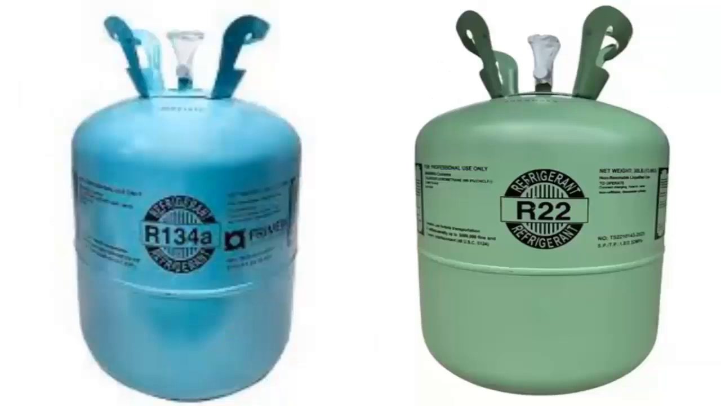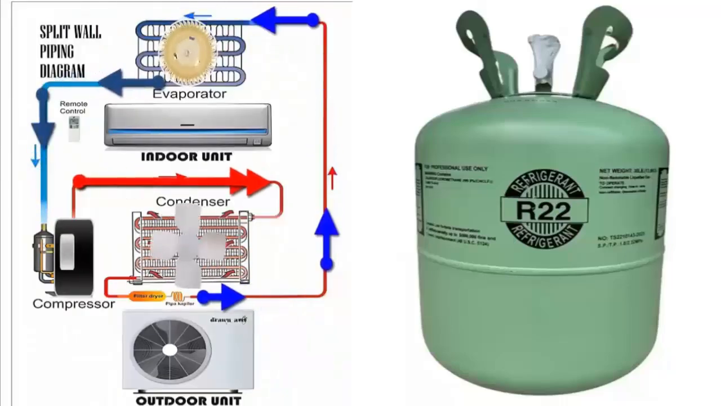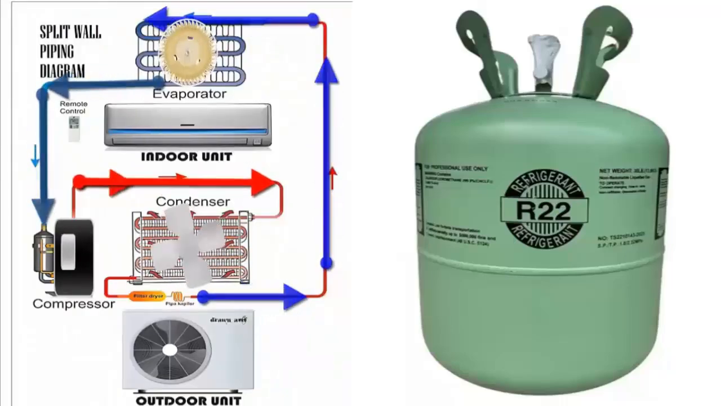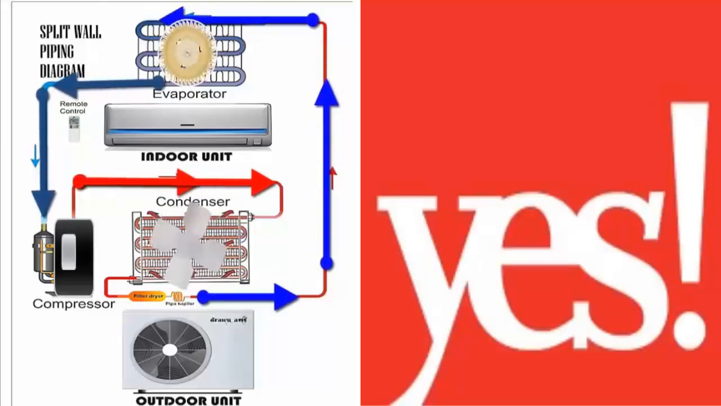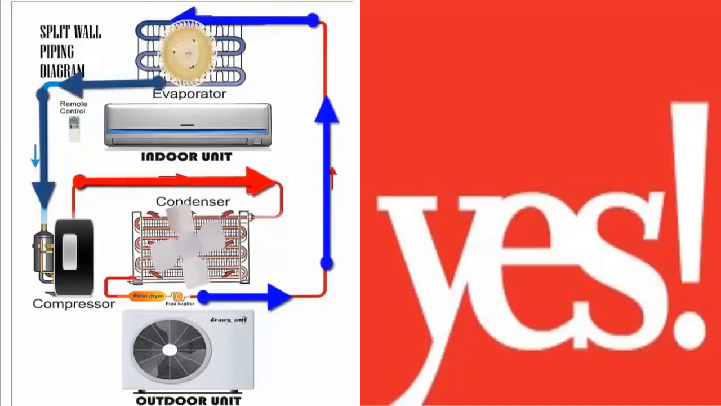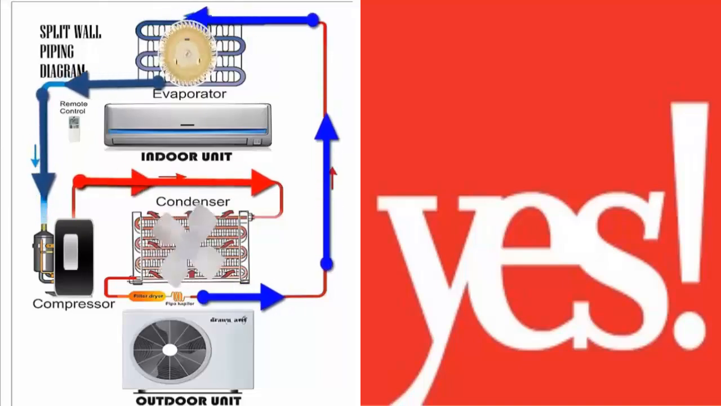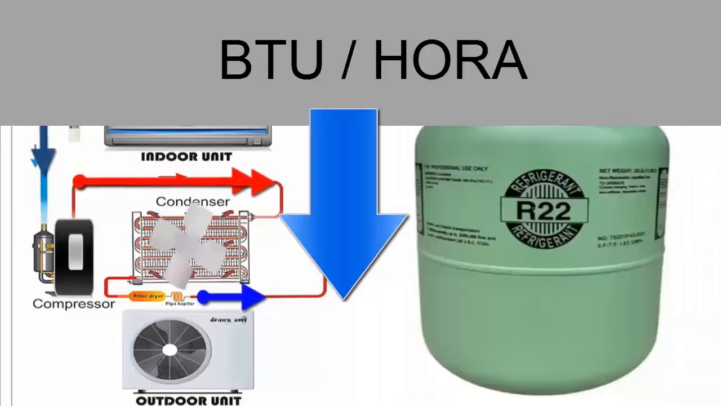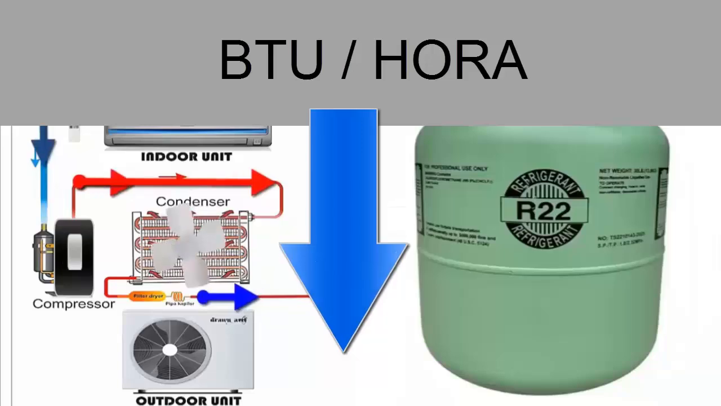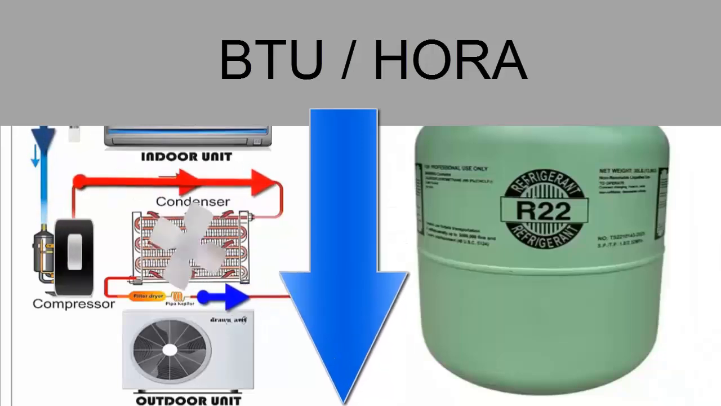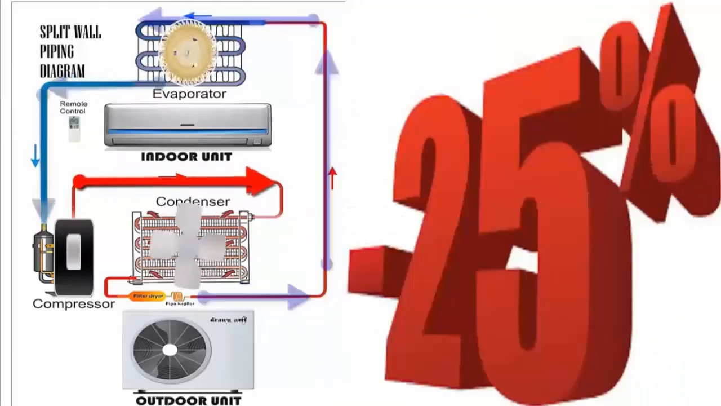Is it possible to replace R22 with R134a in air conditioning systems? Although R134a is not a direct substitute for R22, it is possible to use it as a replacement, but with certain limitations. The system will work, but with a loss of cooling capacity and efficiency.